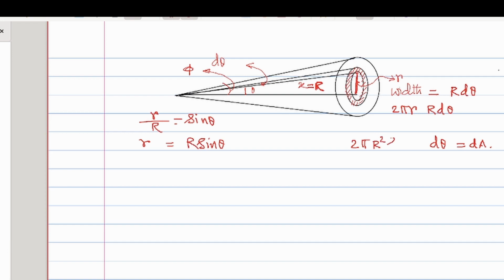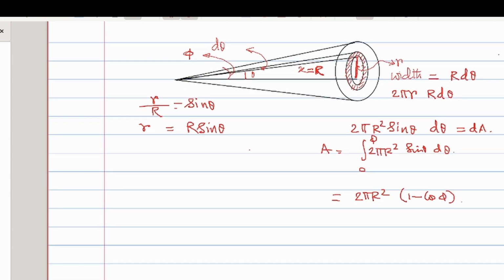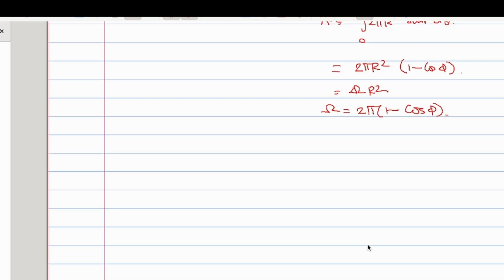So this can be represented as 2 pi R square sin theta d theta. So what is the total area? This is integration 2 pi r square sin theta d theta 0 to phi. Phi is the half angle. Okay. So 2 pi r square 1 minus cos phi. Okay. So this is the total area. That is equals to omega into r square. Omega is what? 2 pi into 1 minus cos phi. So this derivation is so simple. Okay. So this is the concept of solid angle.